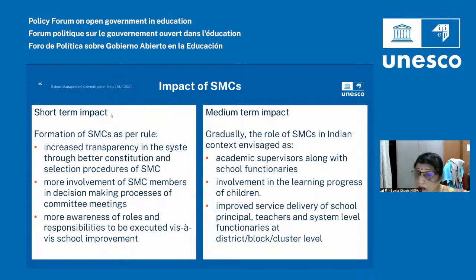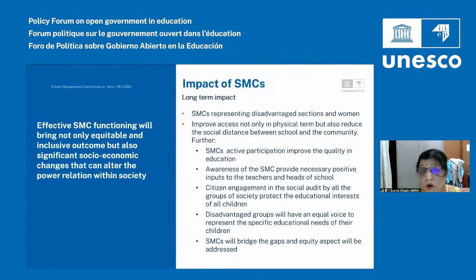And they also become, I would say, some kind of security guards. They become a guard to see that there is improved service delivery by the principal, teachers and system-level functionaries at the district, block and cluster level. So they have to really monitor that these people are functioning and performing the assigned role. I think that would be really great if their capacity is built to become academic supervisors. Can I have the next, please?